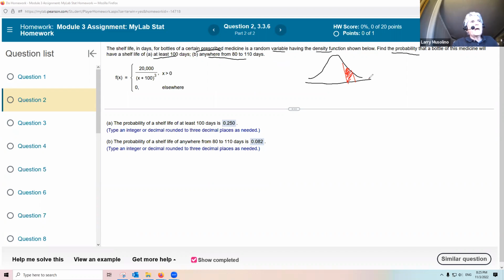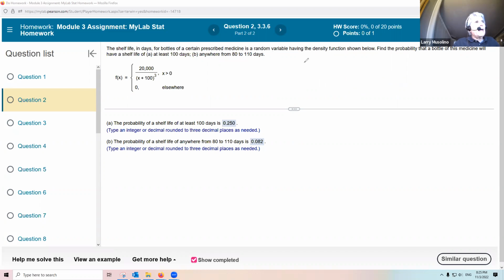For example, let's say this is IQ scores, and someone asked you to find the probability that someone has an IQ score between 80 and 90. Assuming the IQ scores are normally distributed, you would be asked to find this area under the curve between 80 and 90. That's really what they're asking us to do here.